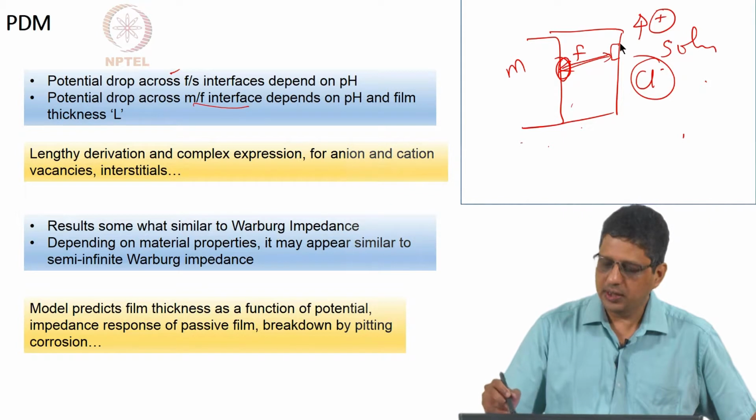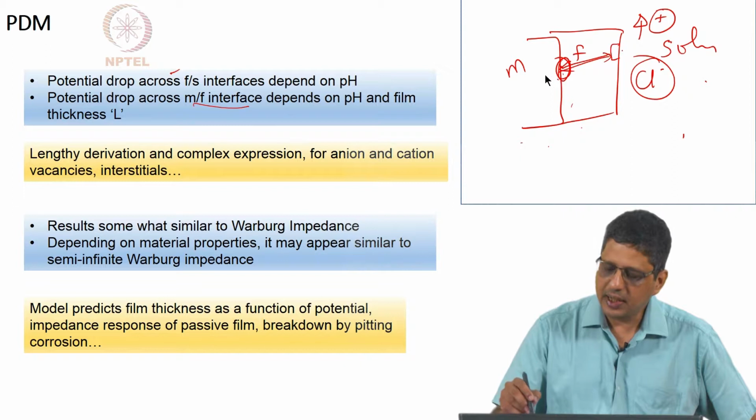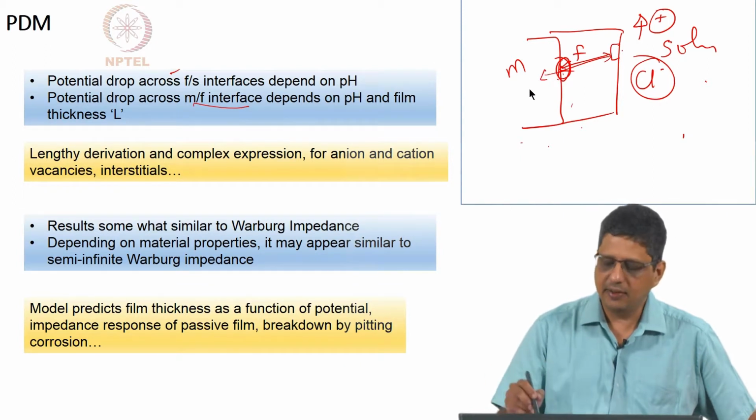Normally, if you do not have chloride, of course, even then cation vacancies will form here and come here, and they will be taken up by the metal and they will diffuse inside and go.